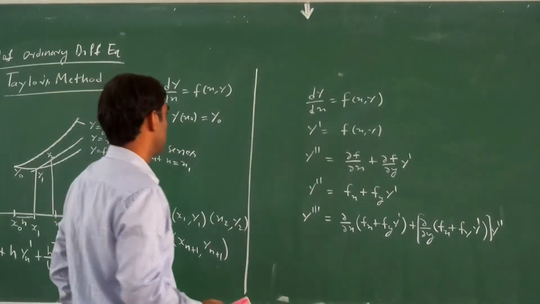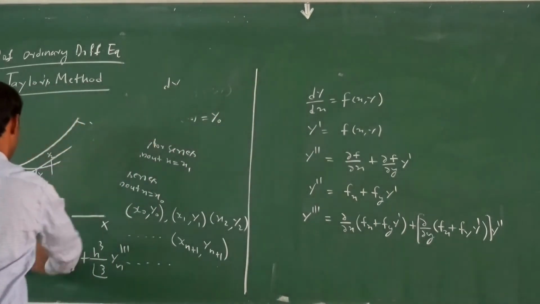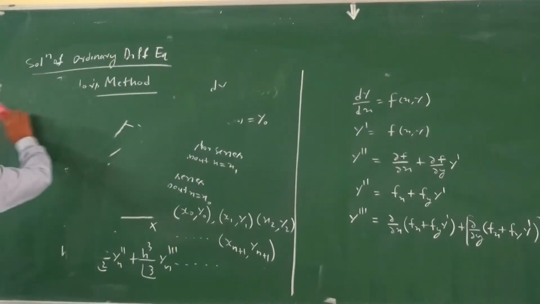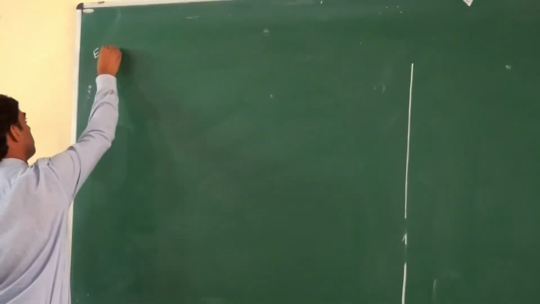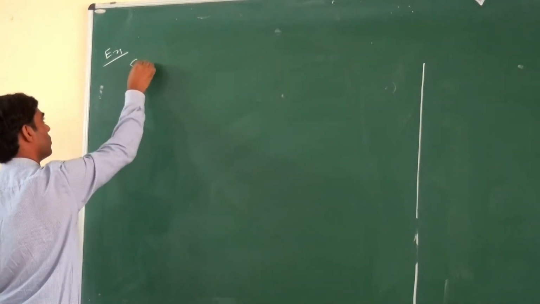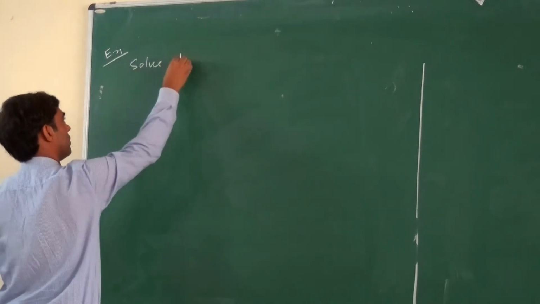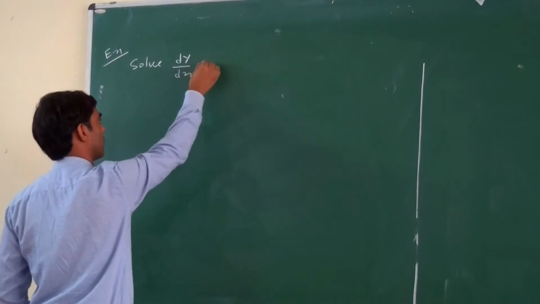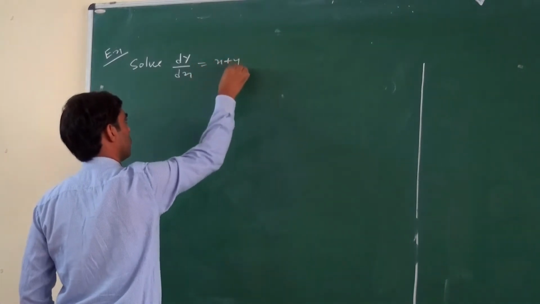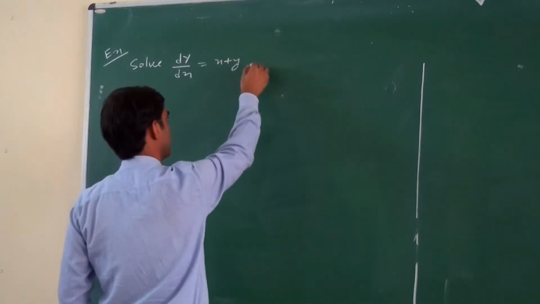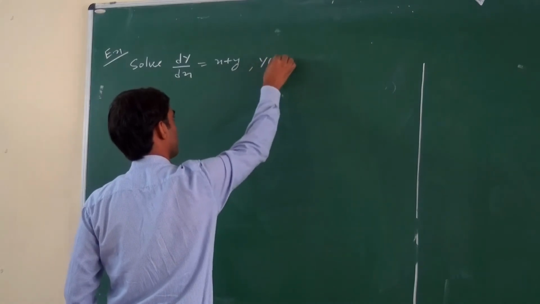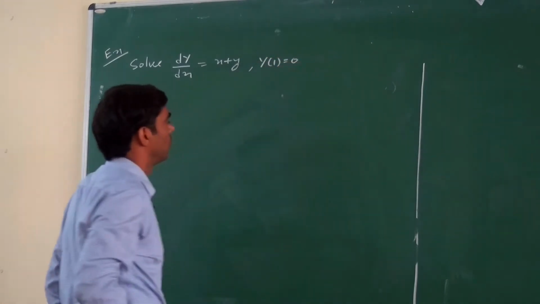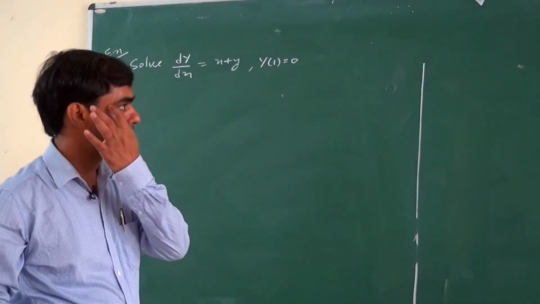So now we solve a numerical example based on Taylor series methods. Solve dy by dx equal x plus y, and the initial condition is y(1) equal 0. This one is the initial condition.